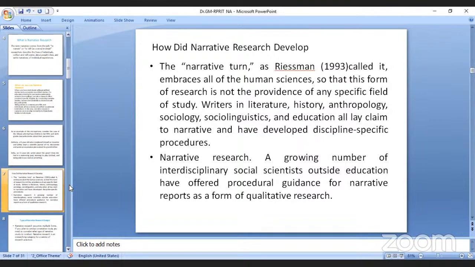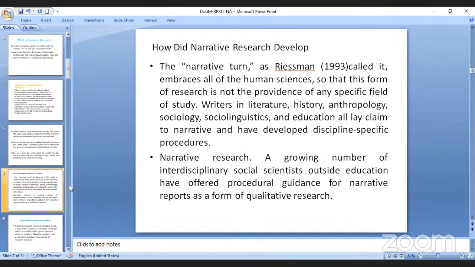The narrative term embraces all of the human sciences, so this form of research is not the province of any specific field of study. It is a life study, no? There is no specific field. It includes every field. Writers in literature, history, anthropology, sociology, sociolinguistics, and education all lay claim to narrative and have developed discipline-specific procedures. So it is everybody's piece of research.